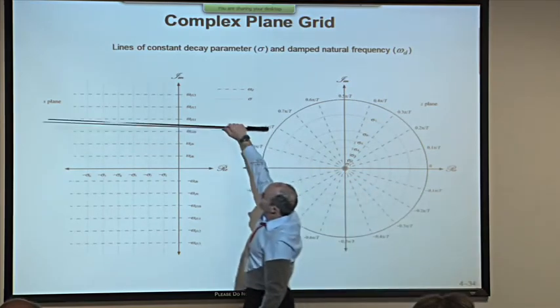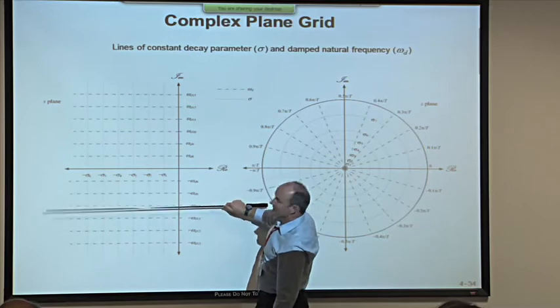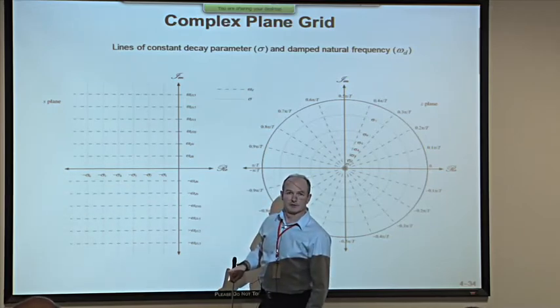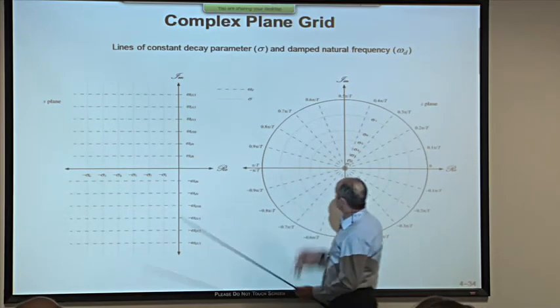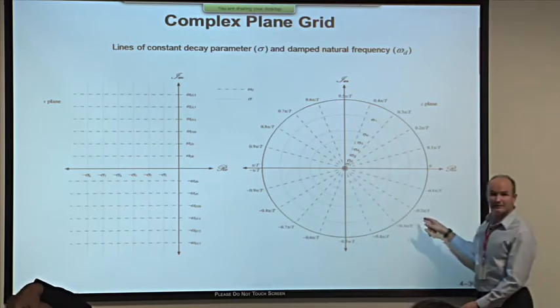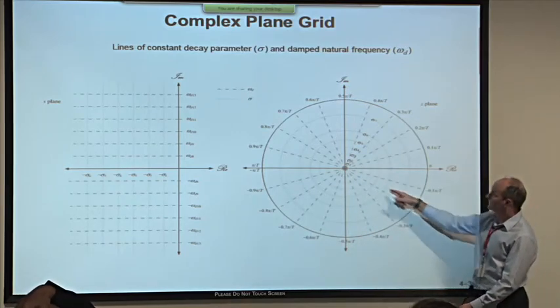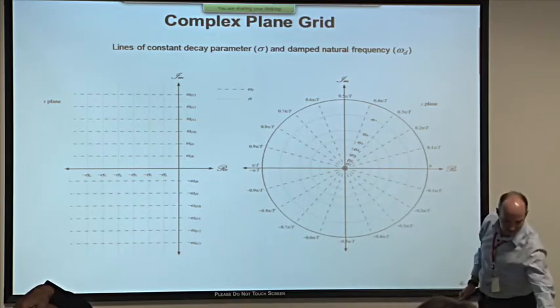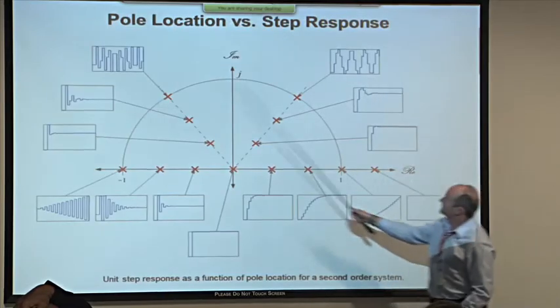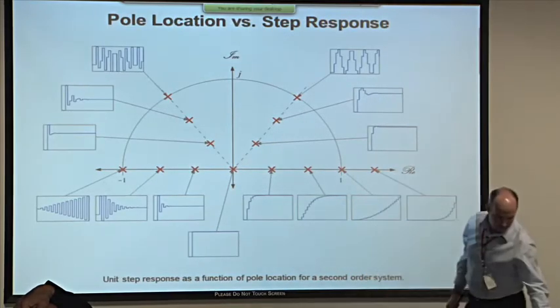Lines of constant damped natural frequency, that's the physical frequency of oscillation which appears in the step response. Well, these turn out to be radial lines in the z-plane. Each of these corresponds to a fixed frequency, and you can see that in this graph the frequency gets higher as we go around the unit circle.